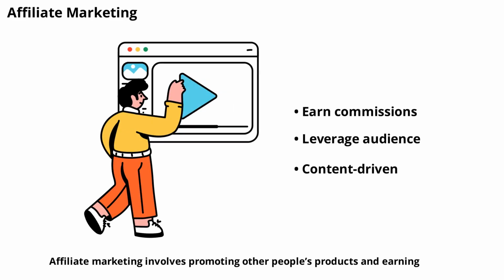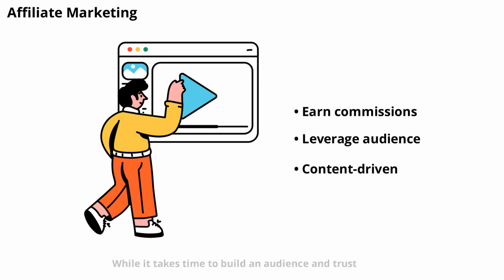Affiliate marketing involves promoting other people's products and earning a commission for each sale made through your referral link. You can do this through blogs, social media, or email lists. The more valuable your content and the larger your audience, the more you can earn. While it takes time to build an audience and trust, affiliate marketing can become a reliable passive income stream once established.